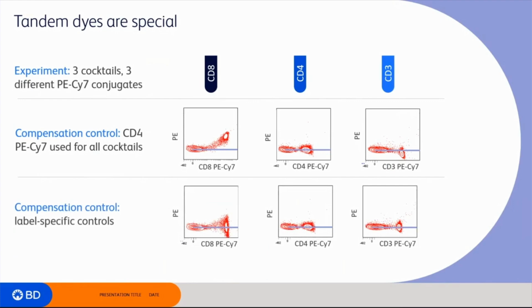So when we use label specific control, bada bing, bada boom, Bob's your uncle, all the samples are properly compensated. So what is the message here with tandem dyes? The message here is we should take our time and create label and lot specific compensation for each of the samples, even though the task might appear tedious and time consuming, because really your result is more important, patient care is more important. You want to get the right result.